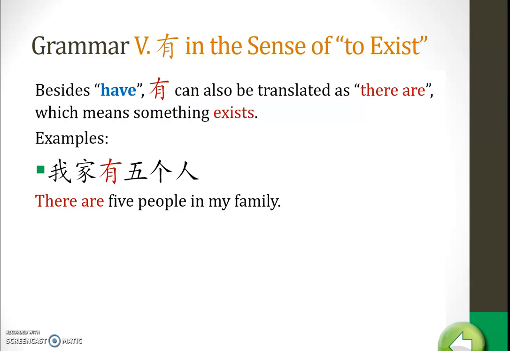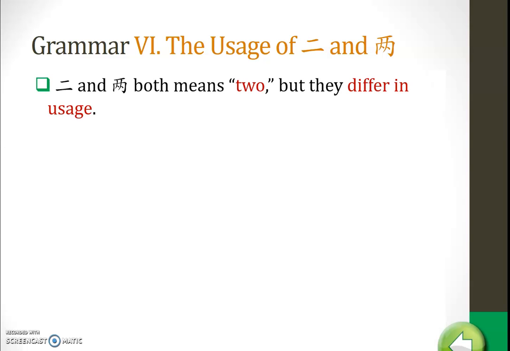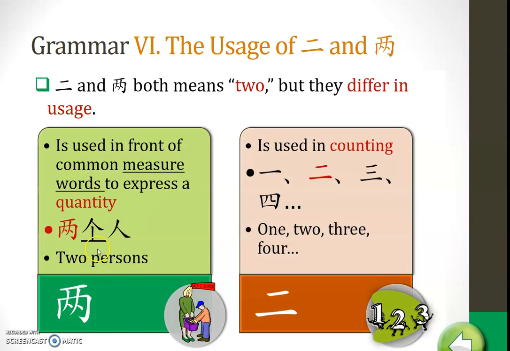A sense of existence. Last grammar focus of this video is we're going to look at the usage of 两 and 二. This one's 二 and this one's 两. We know that they both mean two. However, they are different when we use them differently. So, for example, we use 两 in front of a measure word to express a quantity. So, 2 people, 两个人, instead of 二个人, you use 两.